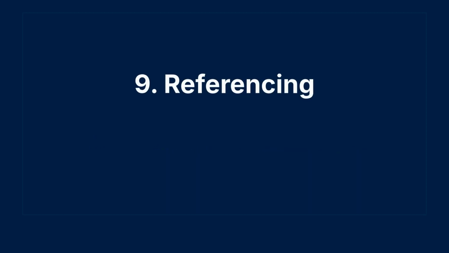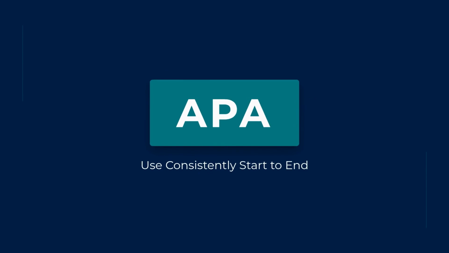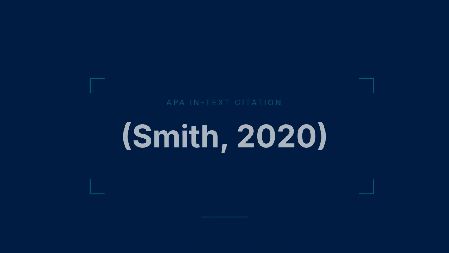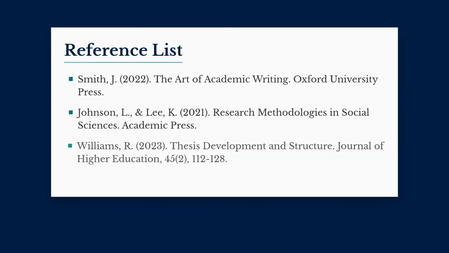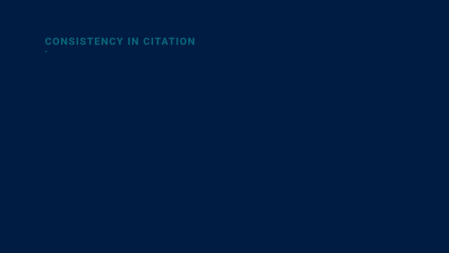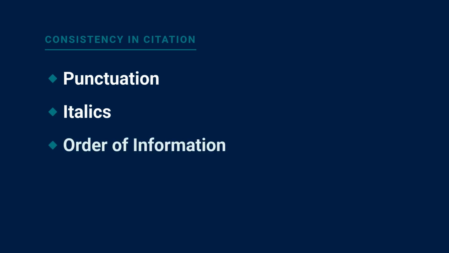One of the most critical parts of thesis writing is referencing. You must choose one referencing style, such as APA, and use it consistently from beginning to end. For example, in APA style, you cite sources in the text like this, Smith 2020. At the end of your thesis, you provide full details of the source in the reference list. You must learn the basic rules of your chosen style, including how to write author names, years, titles, and journal names. Every reference should follow the same format, including punctuation, italics, and order of information.